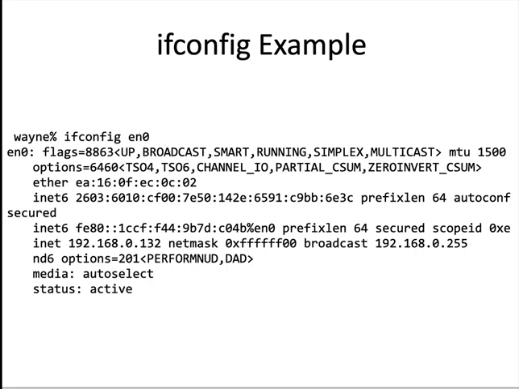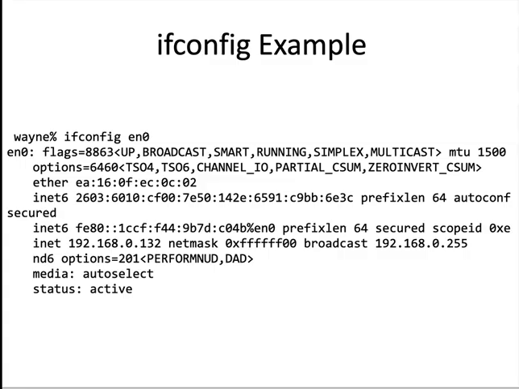Now, here is an example of ifconfig on a Unix machine. So you can see that it gives me my interface en0, and gives me some information. You can see where it says ether ea colon. That's my MAC address, my hardware address, my Ethernet address, my physical address. Those are all different names for MAC addresses. It tells me my IP version 6 configuration information, and then down towards the bottom where it says inet, that's my IP version 4 information.